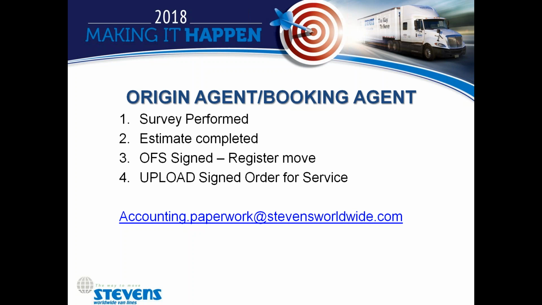If you're using the Stevens system or the Stevens online order registration, you can email the order for service right from there. When you're in the print section, there's a spot that says email estimate. Put in the accounting paperwork email, and it will email it to our system and upload it to our registration. That way, when we build the file, we already have the order for service.